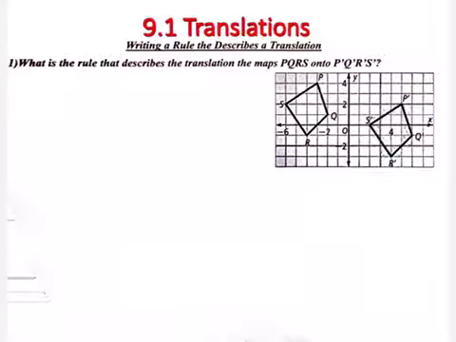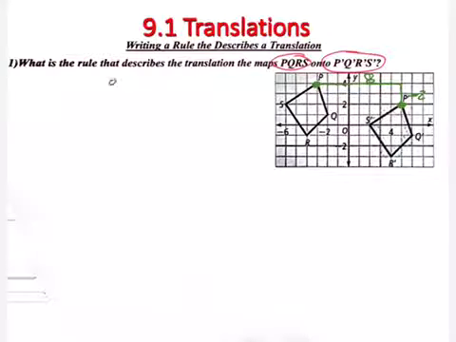Here they're asking us to write a rule that describes a translation. So what is the rule that describes the translation that maps PQRS to P'Q'R'S'? So all we need to do is take one of the points from one of the shapes. So let's say we start with P, and we're going to figure out how we go from P to P prime. So let's start with the horizontal movements. So I'm going to move 1, 2, 3, 4, 5, 6, 7, 8. I'm moving 8 to the right, and I'll move 1, 2 down, so we'll make that negative 2.